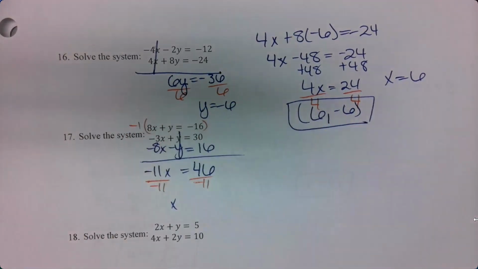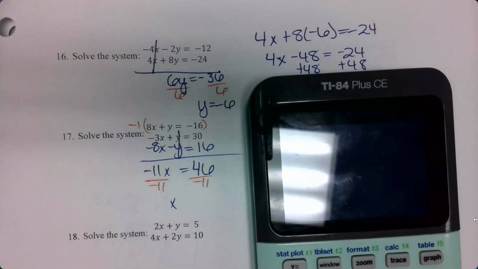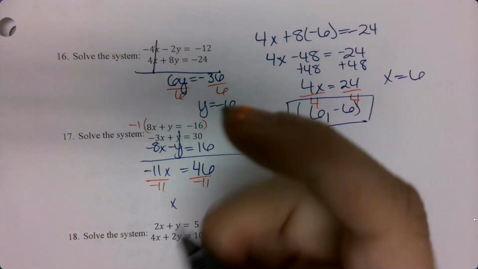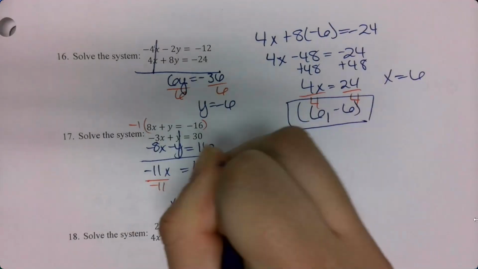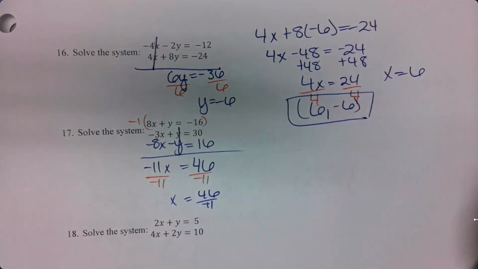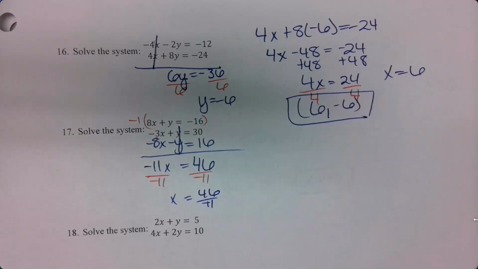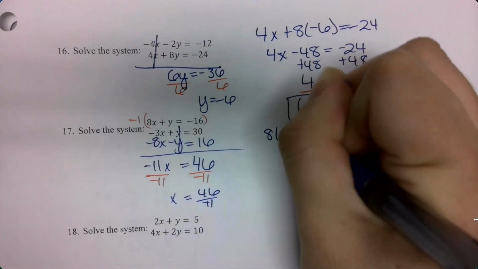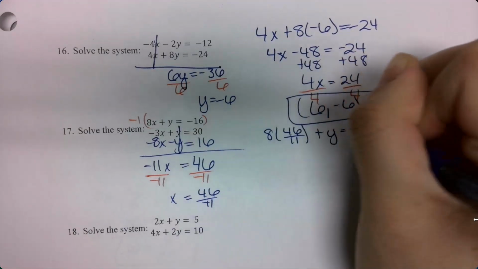I think I'm going to leave this one as a fraction, but let me double check. 46 divided by 11. Yeah, I'm going to leave that one as a fraction. So I get 46 over negative 11 for my x. Then I want to go ahead and plug this in to one of my equations. I'll just pick my top one since that's positive. So I have 8 times 46 over 11 plus y equals negative 16.